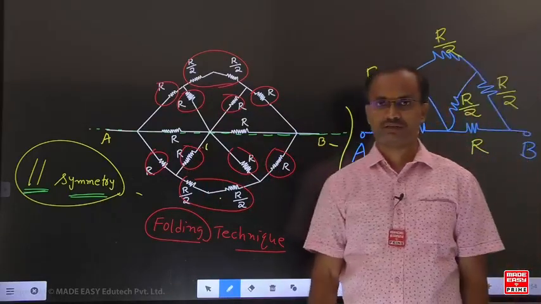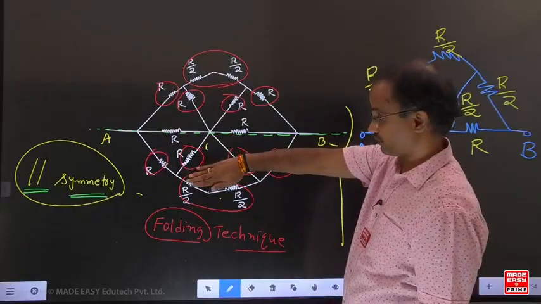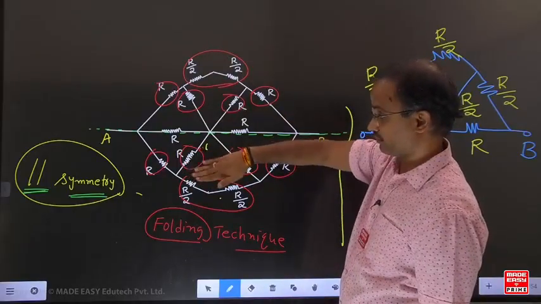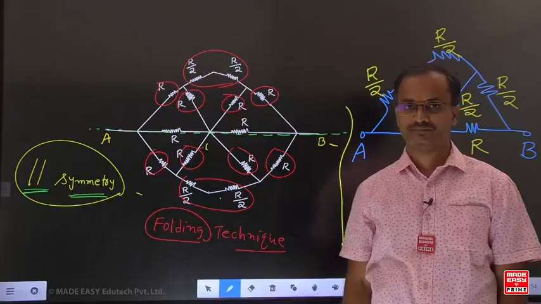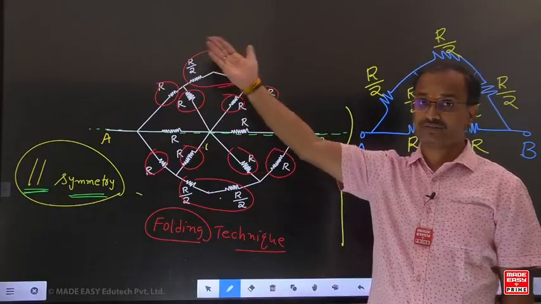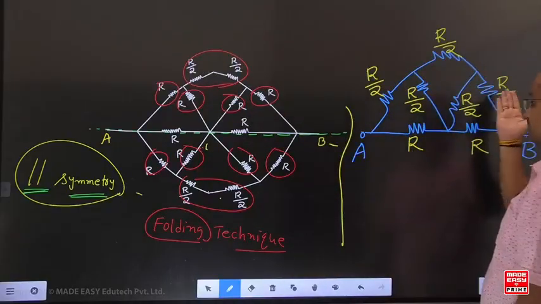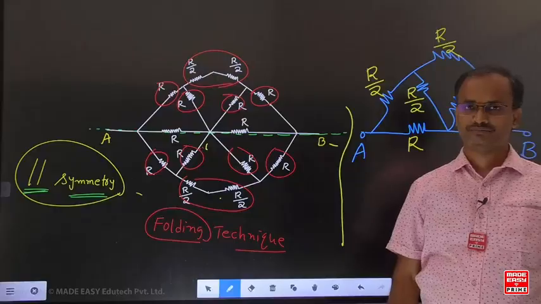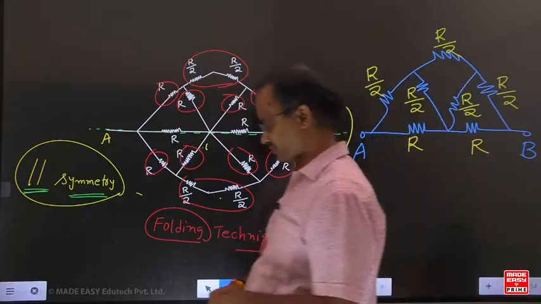Here, one more statement: we are applying the folding technique. We are folding the lower part of the network upwards. If you fold this one upwards, you obtain the network like this. Okay. Now write the note here. Write a note here.